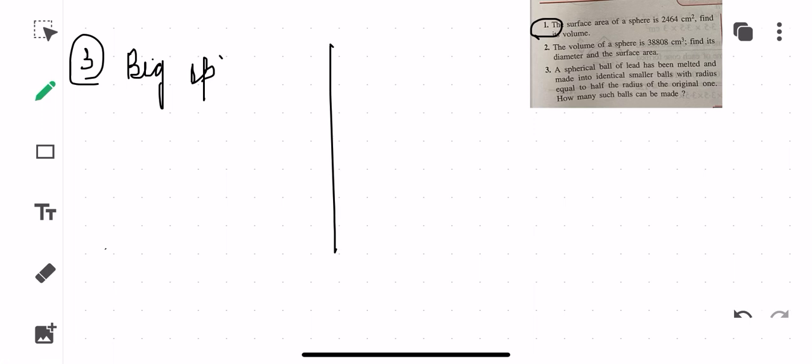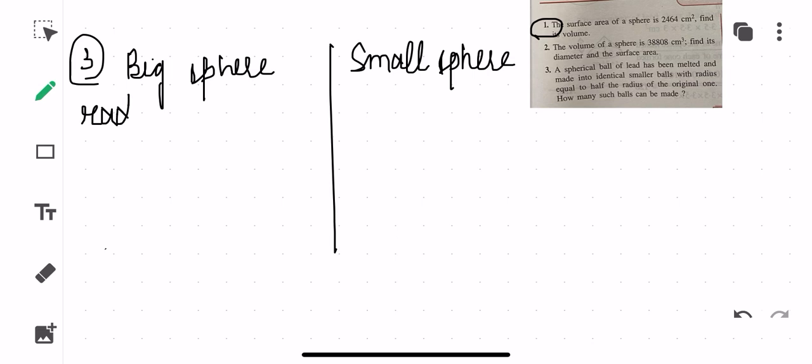Okay. So in question number 3, since no data has been given, what you will be doing is we'll be taking two spheres. One is a big sphere and then we'll be taking a smaller sphere or small ball. So what they have given, children, for the bigger sphere, if the radius I am taking as r, then for the smaller sphere the radius r dash is going to be equal to r upon 2.